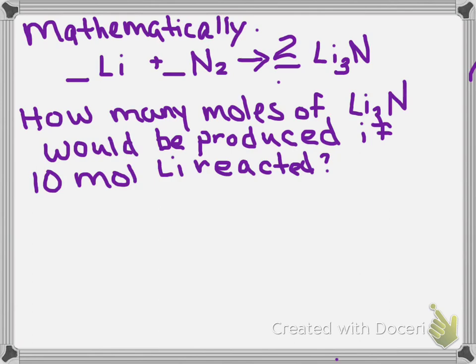Now I need 6 lithium, so I'm going to put a 6 there. So my coefficients are going to be 6, 1, 2. All right, so if I look at this question, this is saying how many moles of lithium nitride, so remember in our mole map, lithium nitride would be our B, would be produced if 10 moles of lithium reacted. Okay, so lithium is going to be our A.